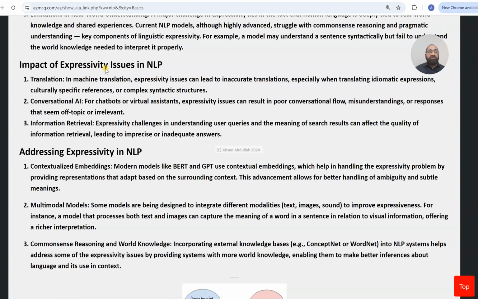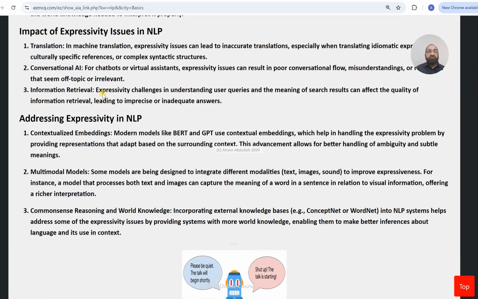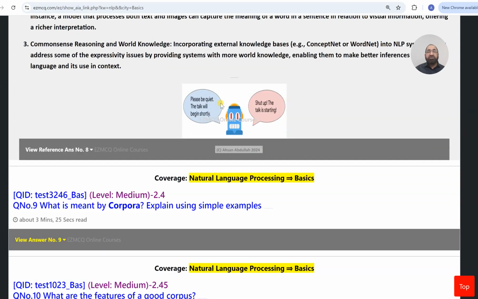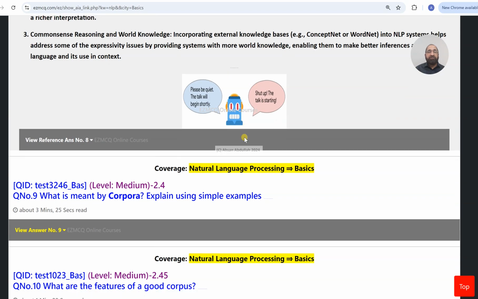What is the impact of expressivity in translation? We could get funny and strange translations which are irrelevant, which don't fit. And of course, when we are performing information retrieval, the meaning of the search results can affect the quality of what we get. So this is just a small joke. The way something is spoken and the way it is interpreted or generated makes a whole difference.